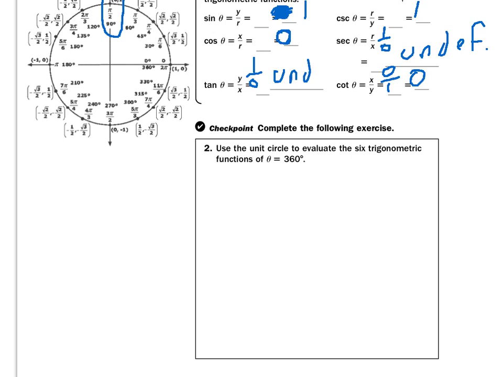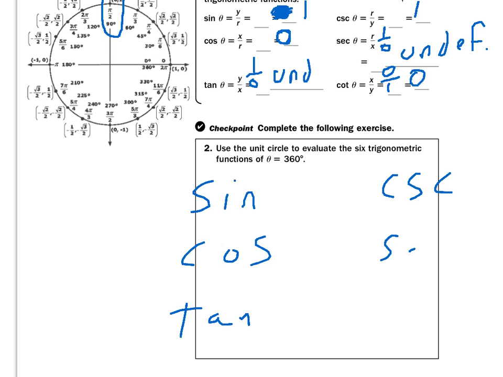Alright, you guys go ahead and do the checkpoint and do the 6 trigonometric functions for 360. Shouldn't be too tough. Alright, so you had sine, cosine, tangent, cosecant, secant, cotangent, all of 360 degrees. So theta. We're just going to call that theta for right now.